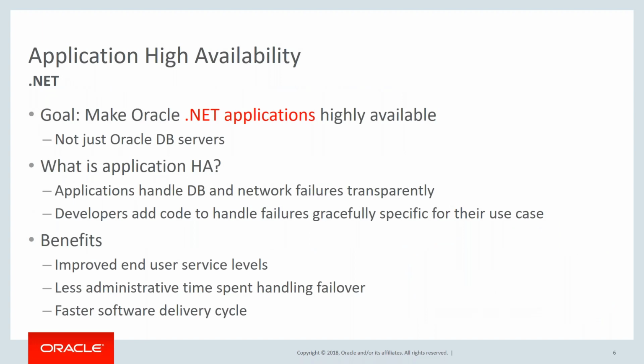So our goal ultimately is to make these Oracle .NET applications highly available, not just Oracle database servers. We have a lot of great HA technologies in the database, but the end goal really is that you want your end users to have high availability, not just your database. It has to be the mid-tier and the database working together for that to happen. And then they have to provide the high availability in a transparent manner so that the end user doesn't have to deal with it, as well as, ideally, your DBA doesn't have to deal with it either.